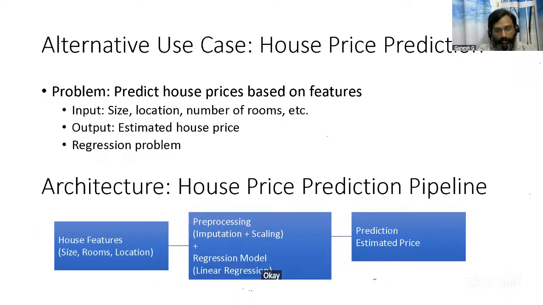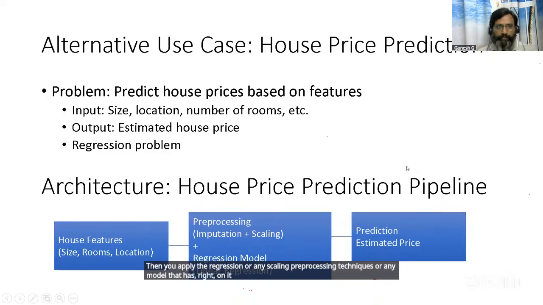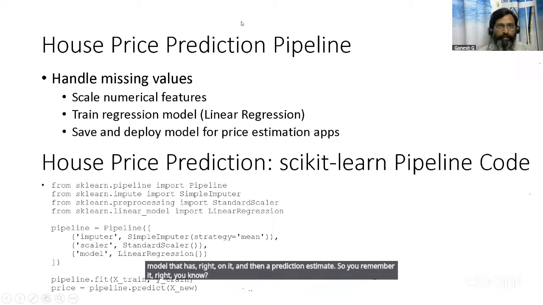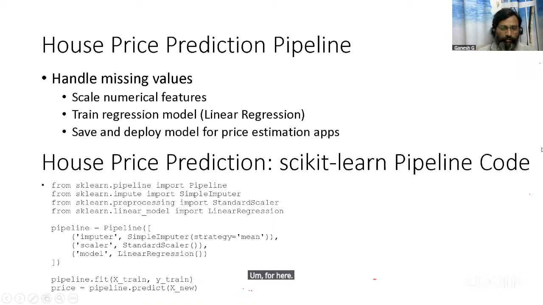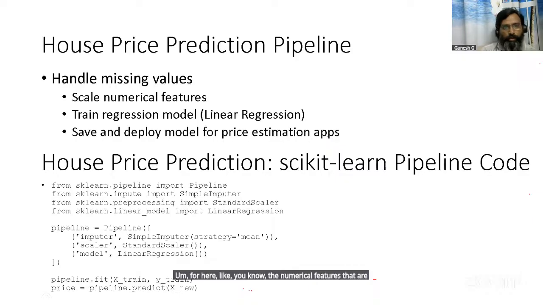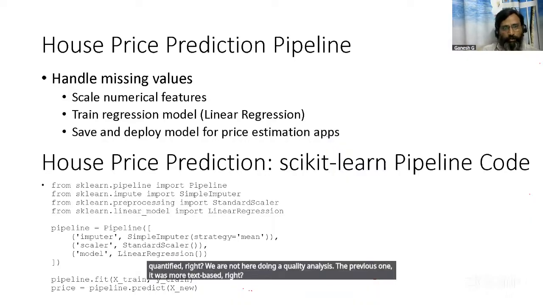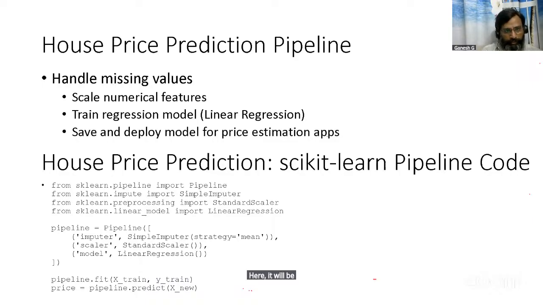Remember, the accuracy will only come once you start training your model itself. Then you apply regression or any scaling, pre-processing techniques or any model on it, and then get a prediction estimate. Here, the numerical features are basically used to quantify it. We are not doing a qualitative analysis here. The previous one was more text based, a more qualitative analysis based on the input provided. Here it will be more quantitative, talking about the numerical features supported.